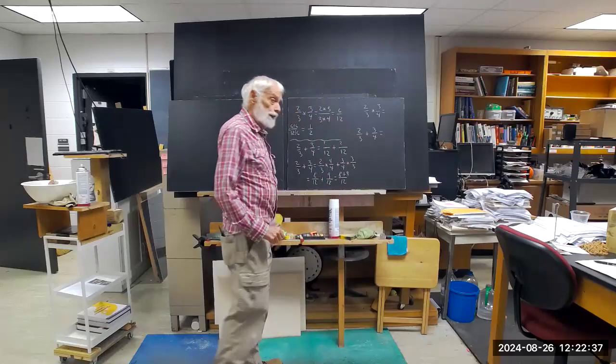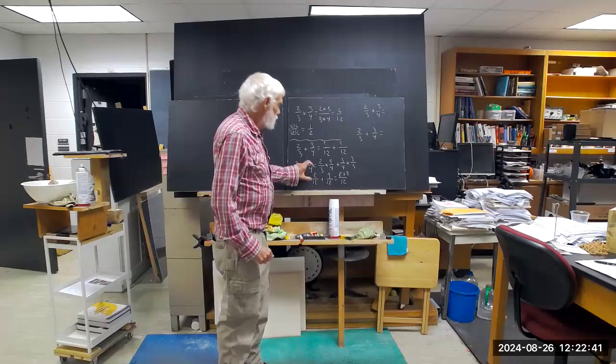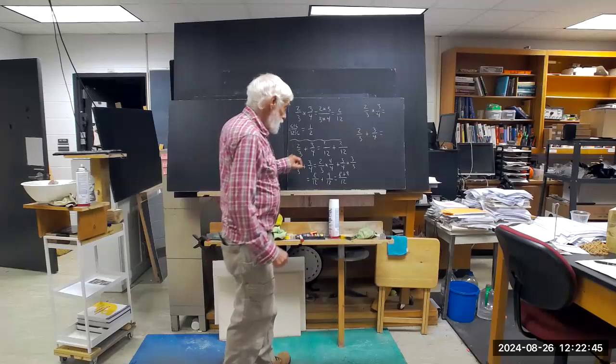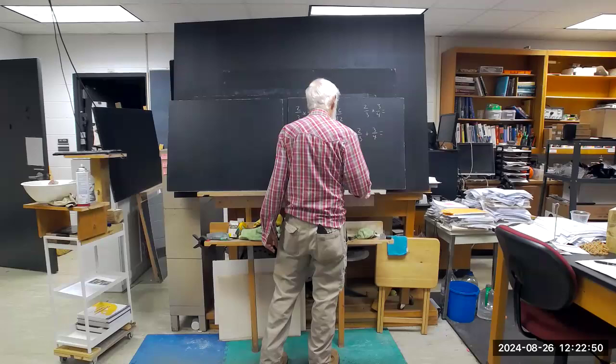You don't add the denominators. You don't multiply them. It's the same denominator. This is how many 12ths, and this is how many 12ths. You've got 8 of them and 9 of them. You've got 17 of them, so that's 17/12.